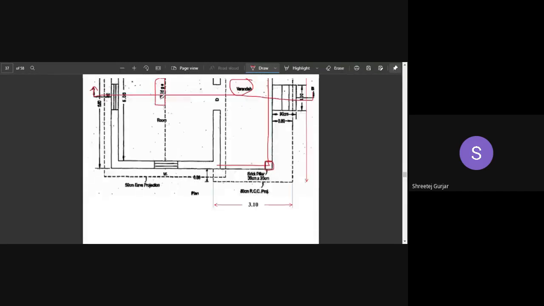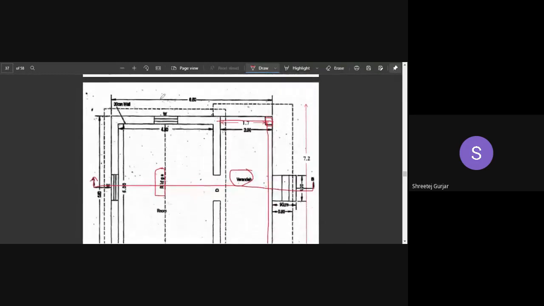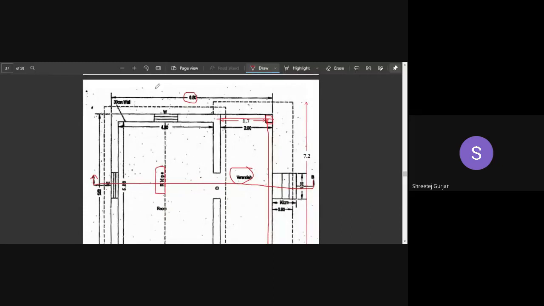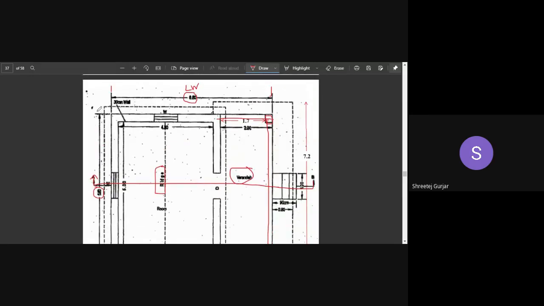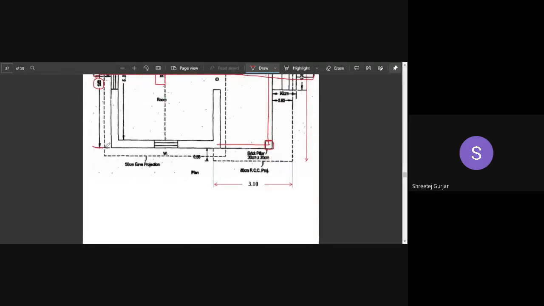Let me just show you here. Okay, you can see this is 6.6, which is your long wall from here to here. So this we have considered as long wall. Okay. And then this is your short wall, which is from here to here. This is your short wall.